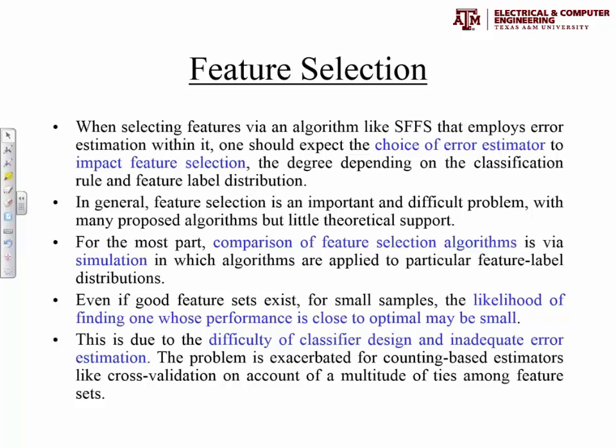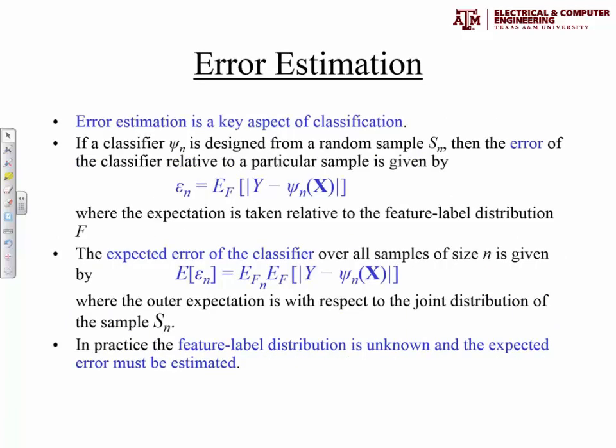So the problem is exacerbated for counting-based estimators like cross-validation on account of a multitude of ties among feature sets. There might be many feature sets that work equally well, okay? So then which one are you going to choose? So what's the tiebreaker going to be? So, all right, any questions so far?